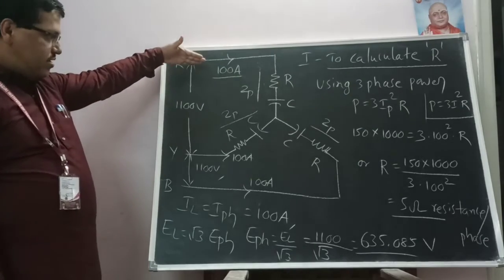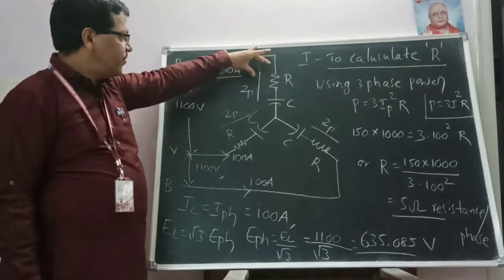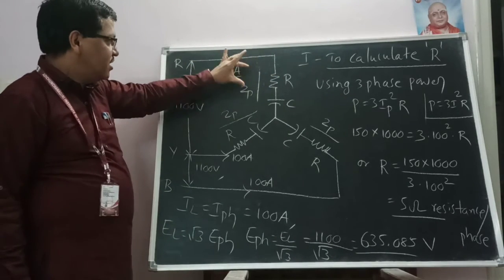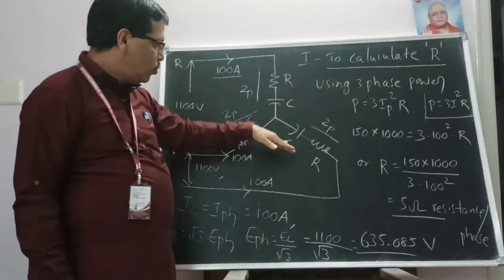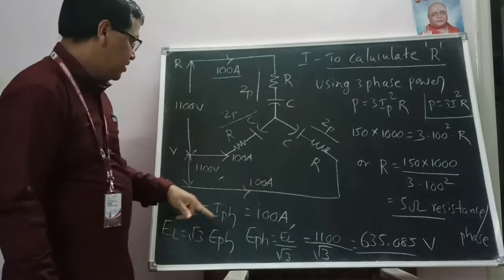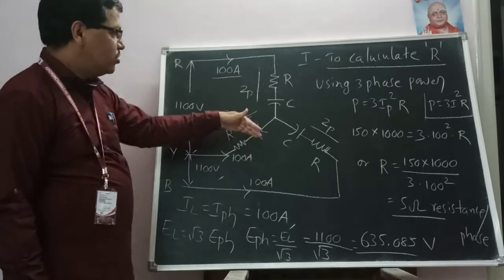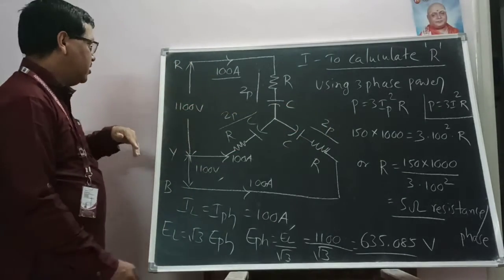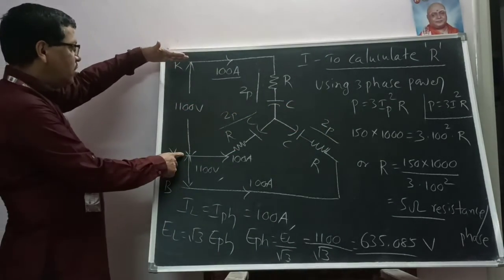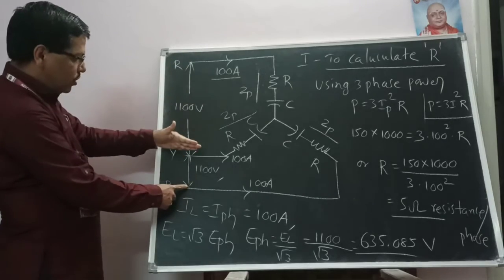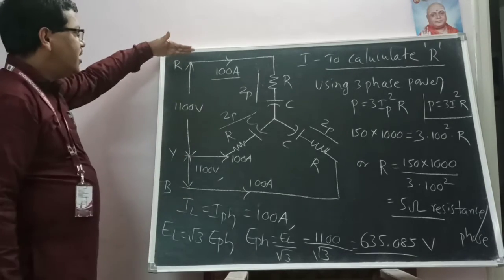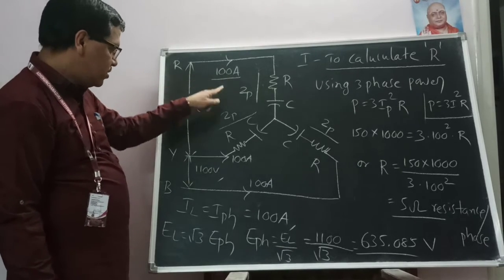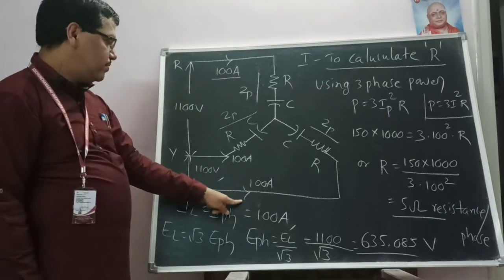So this is the circuit we have drawn. Here in each phase, a resistance along with a capacitance. That's why this is Z phase, this is one phase. Then come to one more phase, R and C again, and here R and C again. So this is one phase, I mean Z phase, and here also Z phase. So the line voltage is 1100 volts here also and the remaining also, and the line current is 100 amps, leading current, 100 amps here also and 100 amps here also.